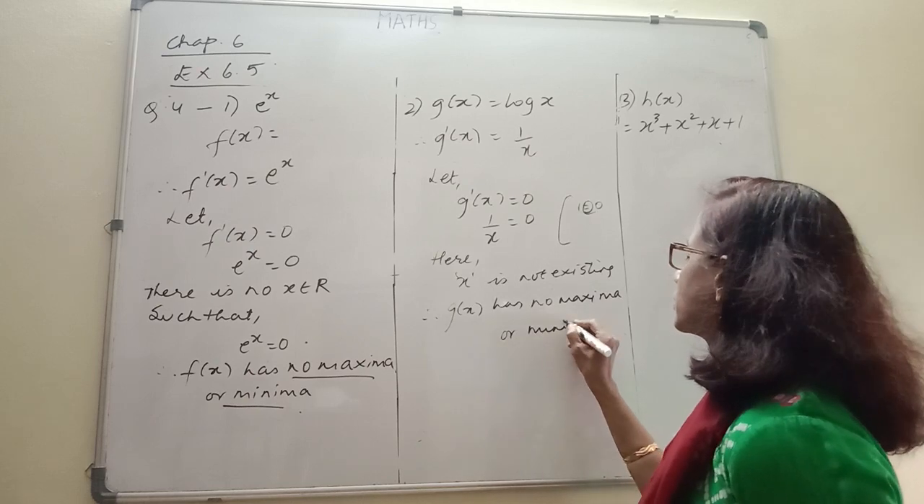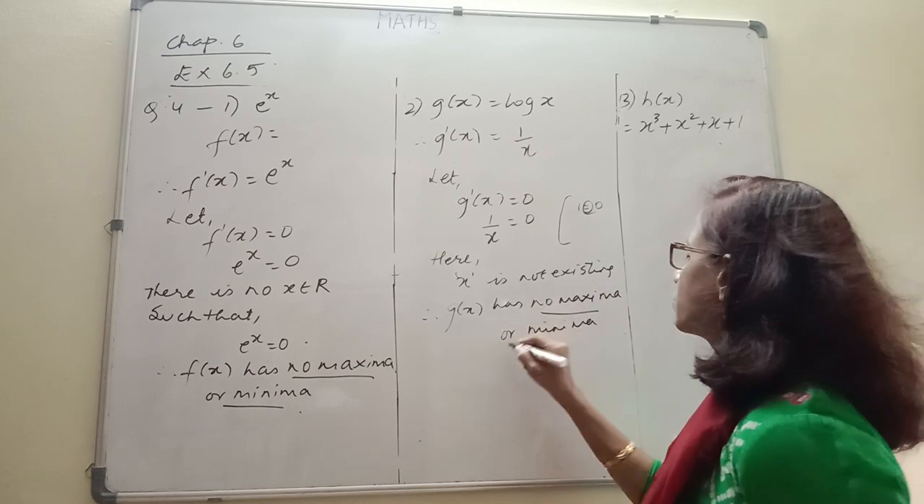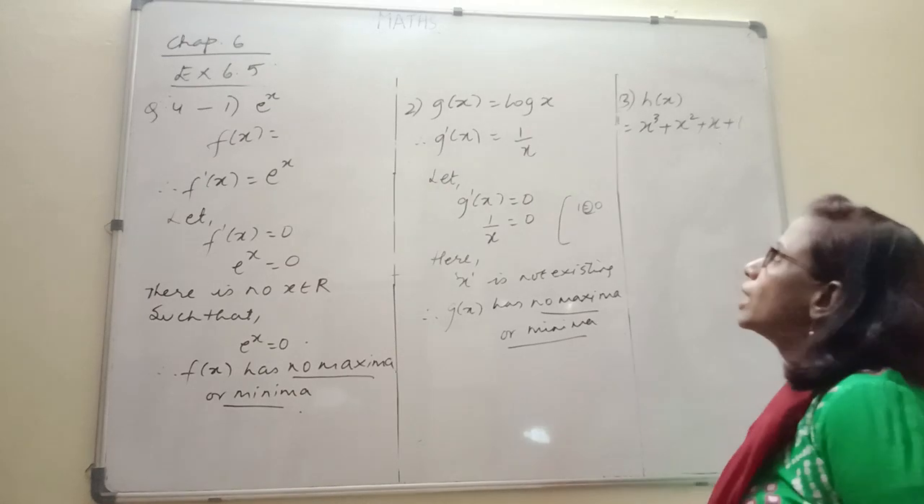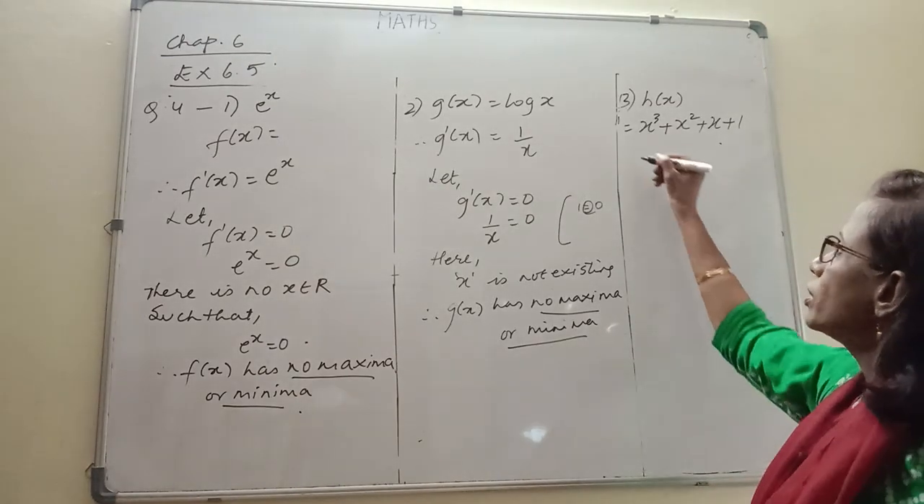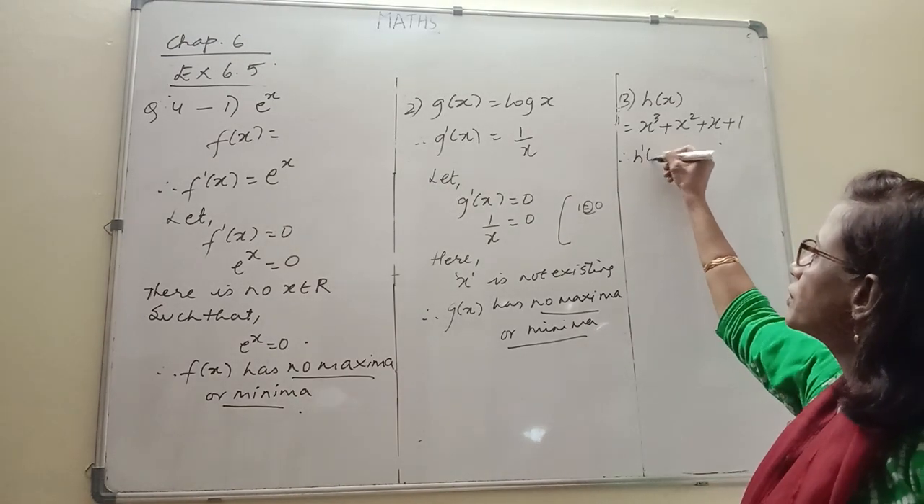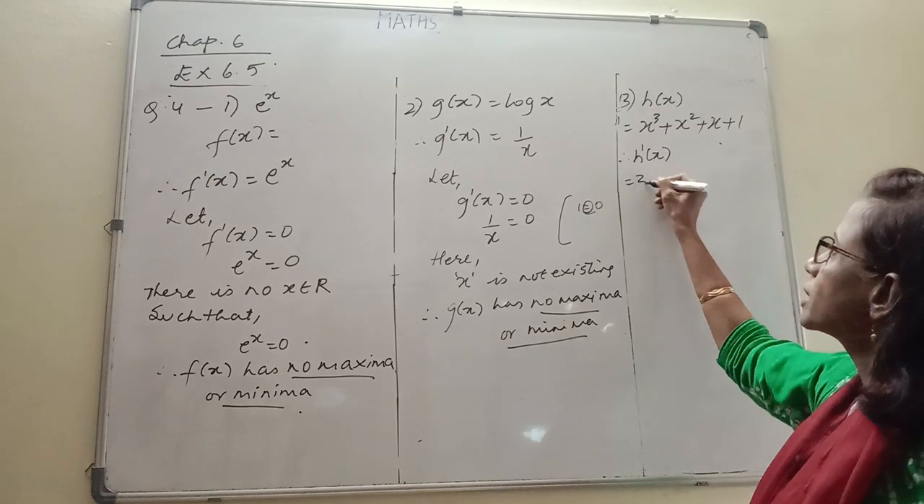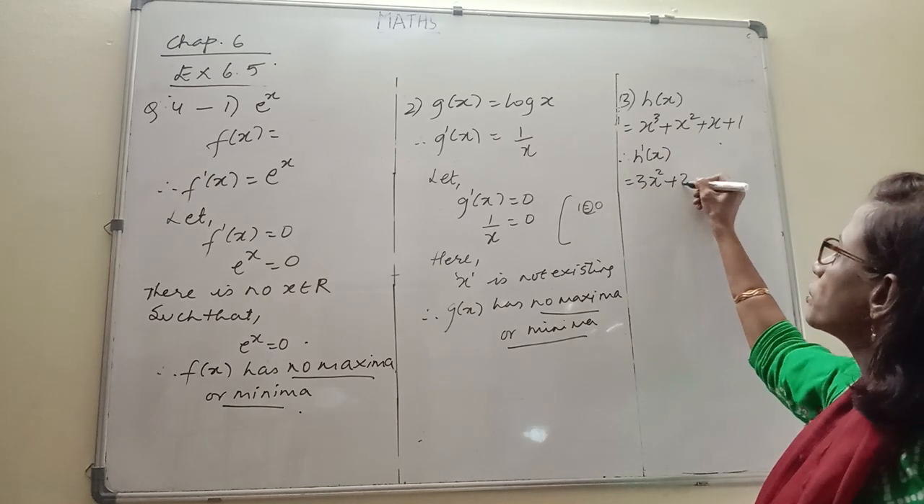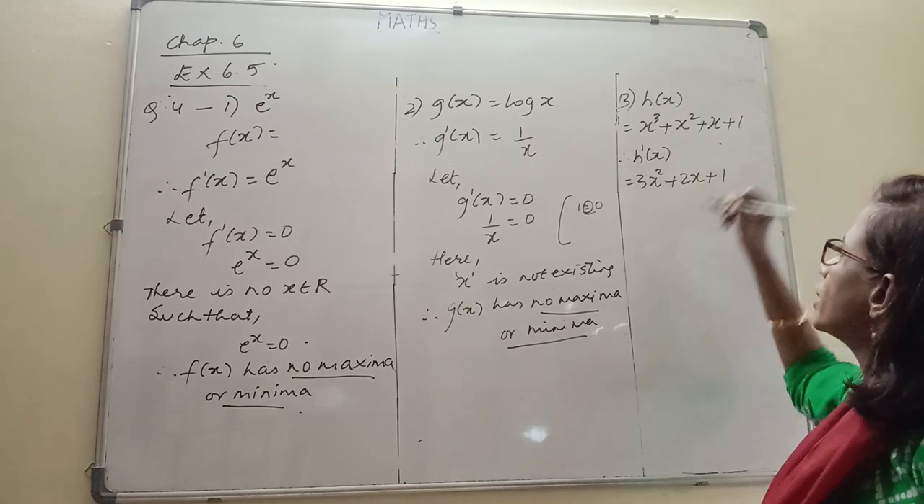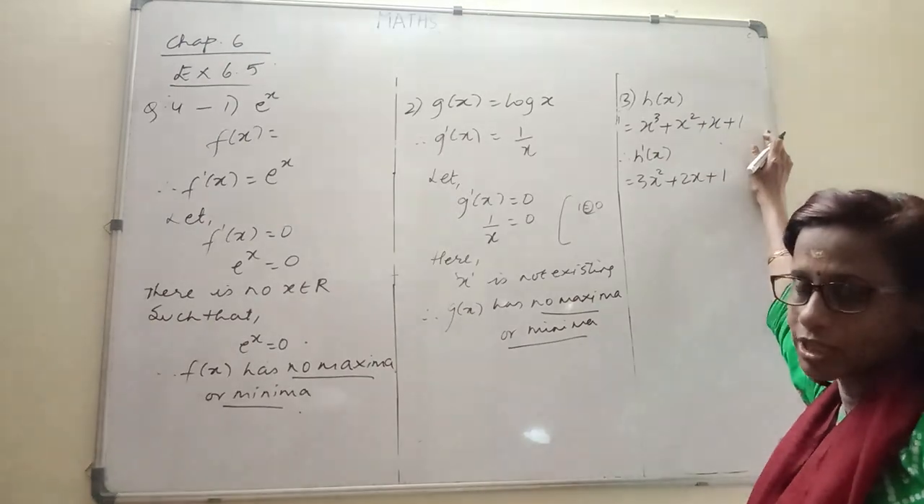So again, this is a no maxima minima case. Now let's go for this h of x. Let's get the first derivative here. It's going to be 3x squared, it's going to be 2x, it's going to be 1, and 1 because it's a constant, not existing.